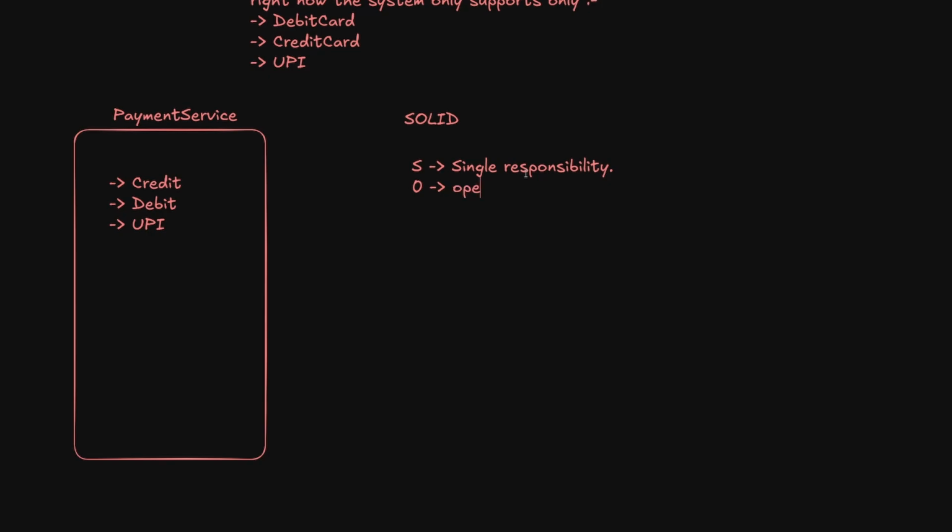O stands for open close principle, which is essentially you should design your class in such a way that it's open for extension and closed for modification. What I said is open for extension and closed for modification.